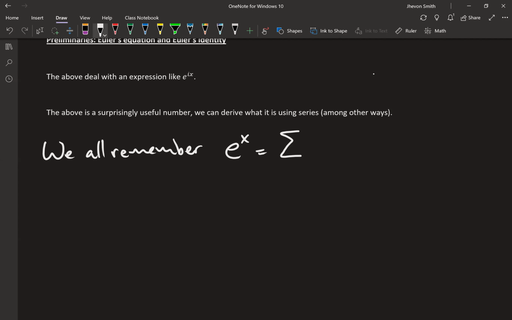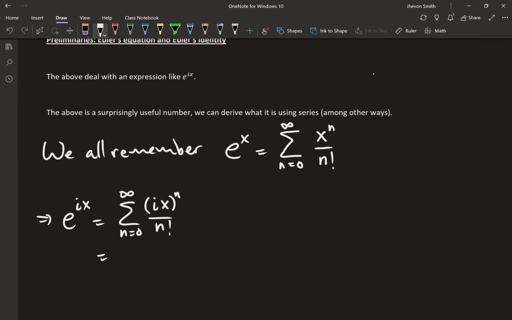We learned that in Calc 2. If you did Calc 3 a few years ago, you would have learned it in Calc 3. But we learned in Calc 2 that we can write this as a Maclaurin series: the sum from n equals 0 to infinity of x to the n over n factorial. And I know that we all remember that because this is something that you should all remember. So this means that if I look at e to the ix, this is the same as the summation of (ix) to the n over n factorial.